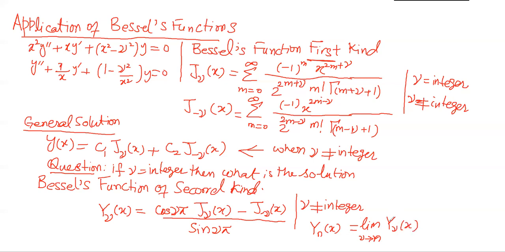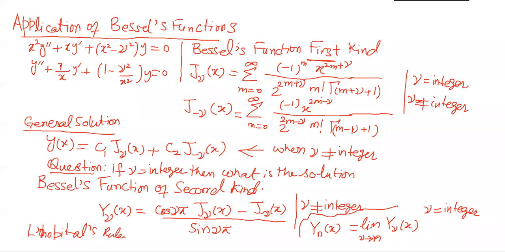So what does this formula say? This is the situation when nu is an integer, and that integer is n. You will calculate it by this formula, but in this case you will get a case of 0/0. So then, if you have learned it in calculus, you will apply L'Hopital's rule to calculate this limit.